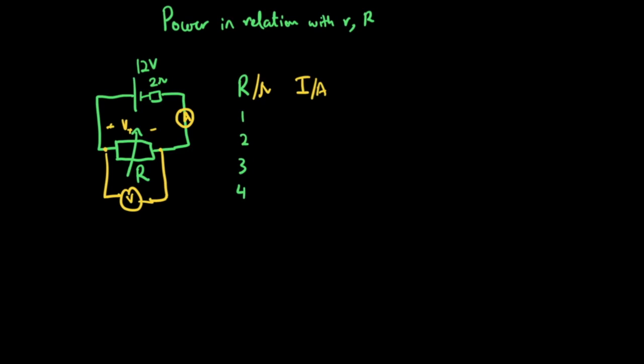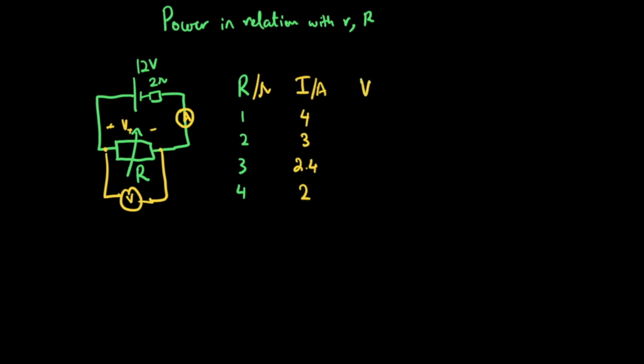When the value of R is 1, 1 plus 2 is 3. I want to find the current. V is equal to IR. 12 divided by 3 is 4. Next, 2 plus 2, 4. 12 divided by 4, 3. And then you get 2.4, and then you get 2 amperes.